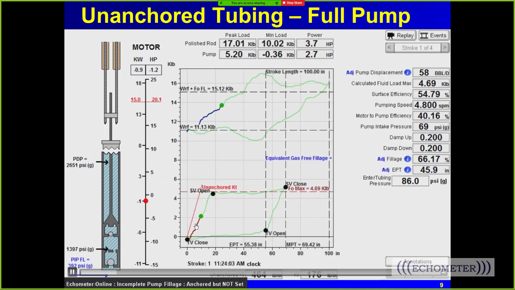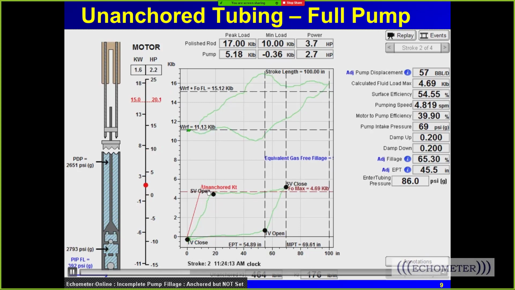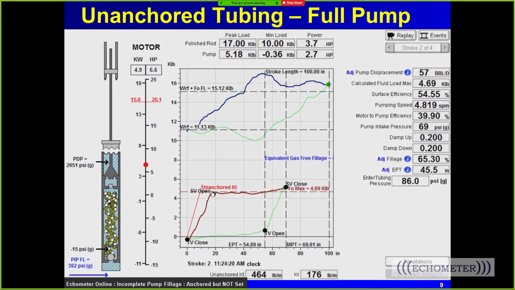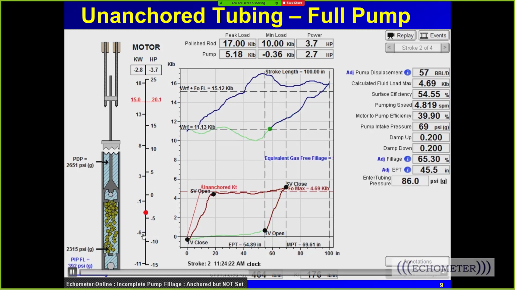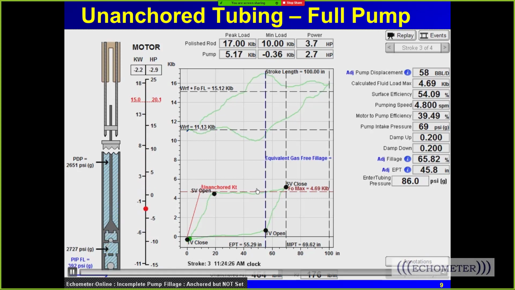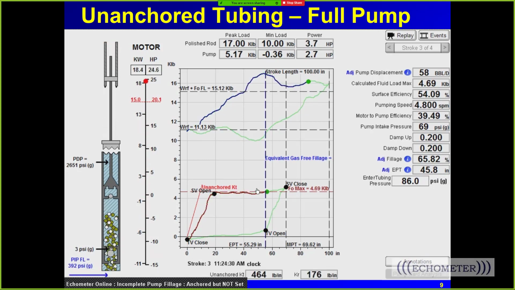to slippage. And so over here we have unanchored tubing. It leans more than that, and this is the slippage. So this much loss of stroke is due to being unanchored, and this much loss of the stroke is due to slippage. So if you're thinking you're unanchored, your pump card line here needs to be to the right of the unanchored tubing KT line, or it's probably not unanchored.